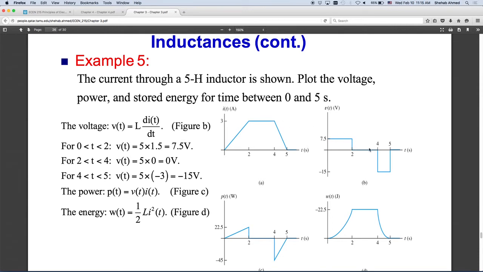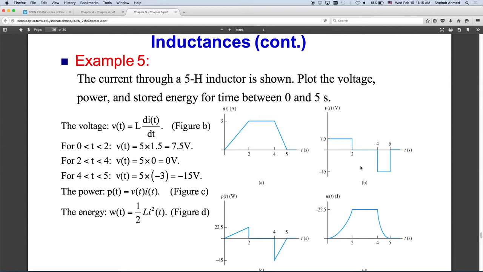And then here delta y is 3, delta x is 1, and the slope is negative. So I multiply 5 by minus 3, which is minus 15. So this is my voltage waveform across the inductance.